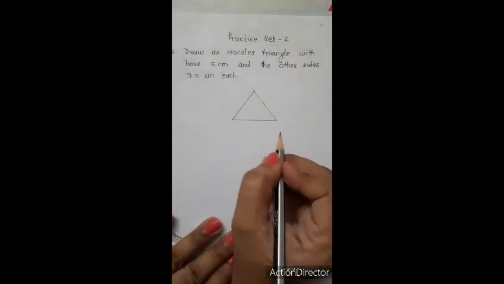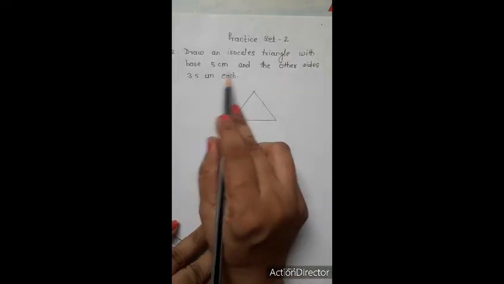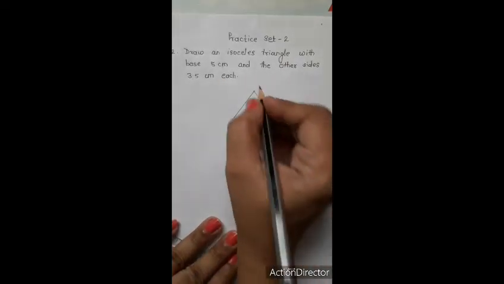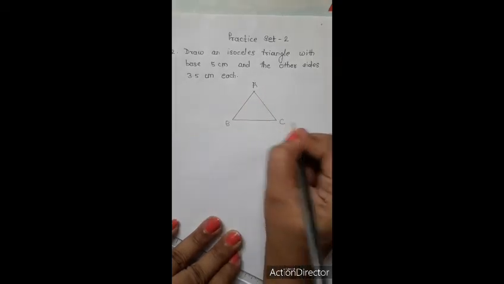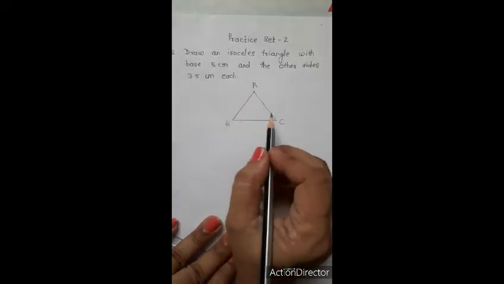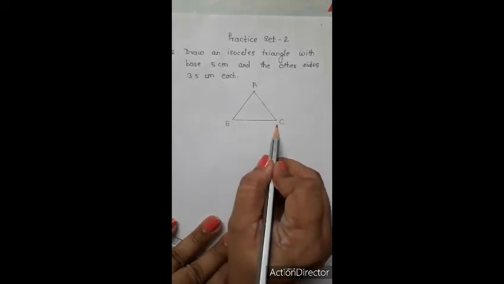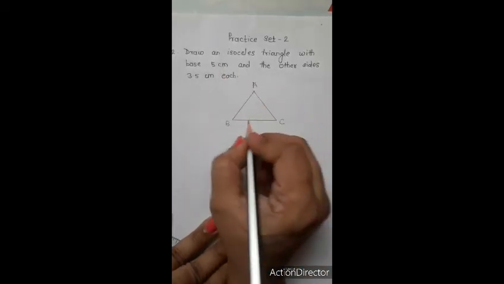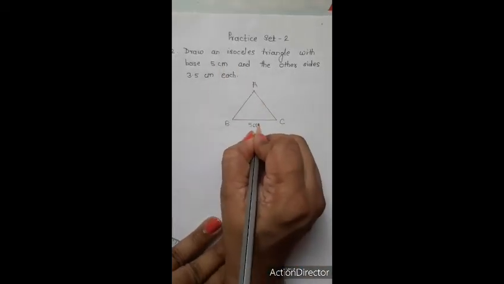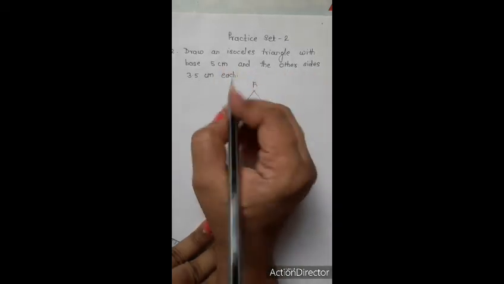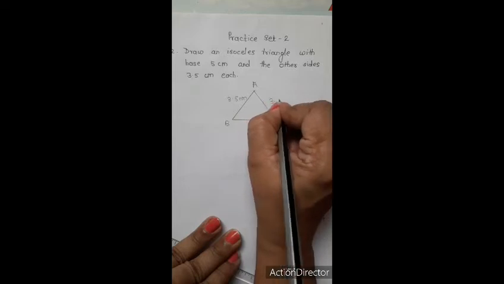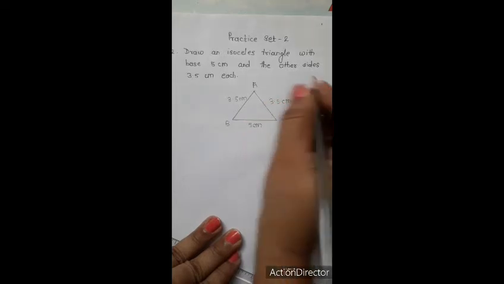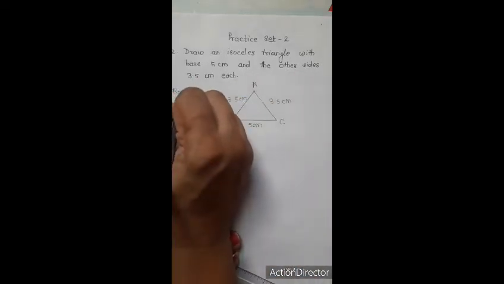So you can label with any letters, as no letters are mentioned in the question. So I can put A, B and C. Now in this triangle, BC is the base of the triangle and its length is 5 centimeters, and the other sides are 3.5 centimeters each. So this is our rough figure.